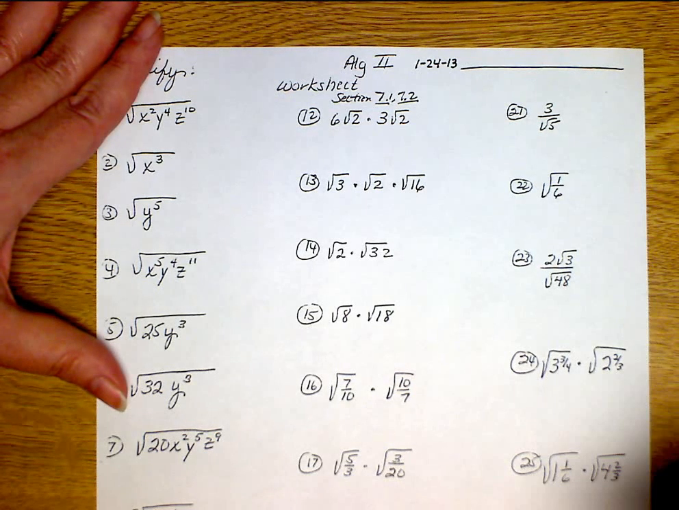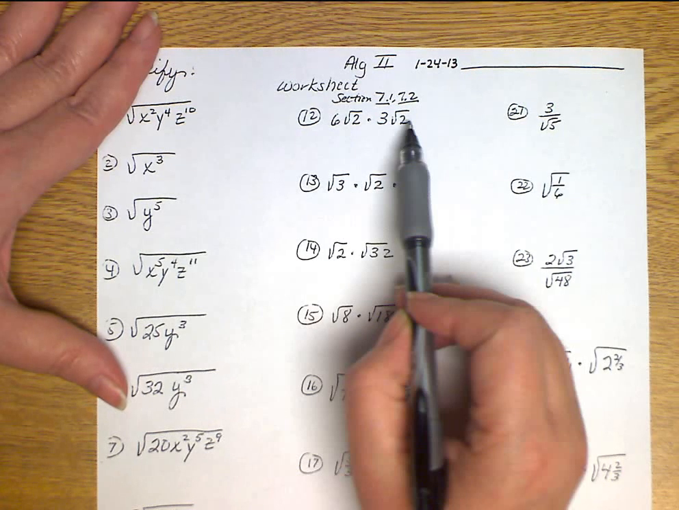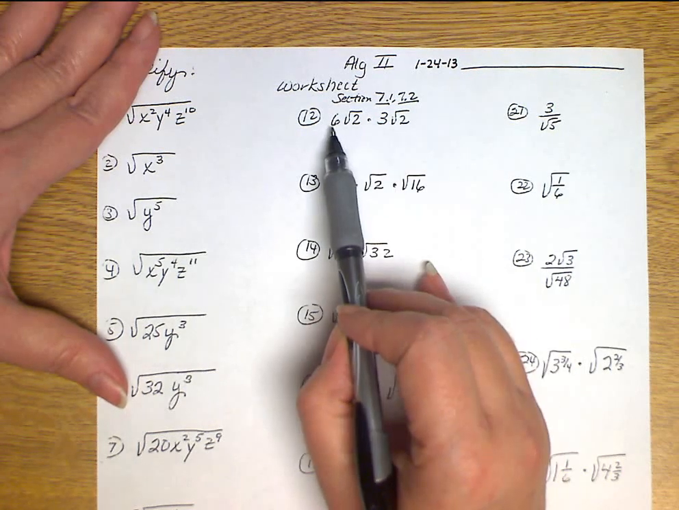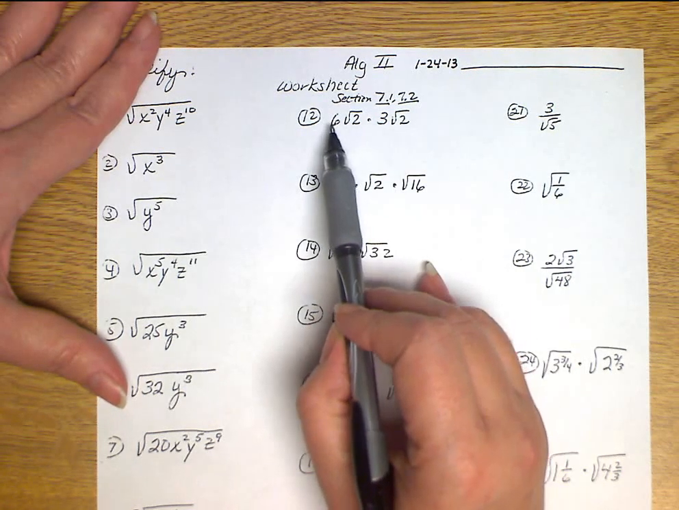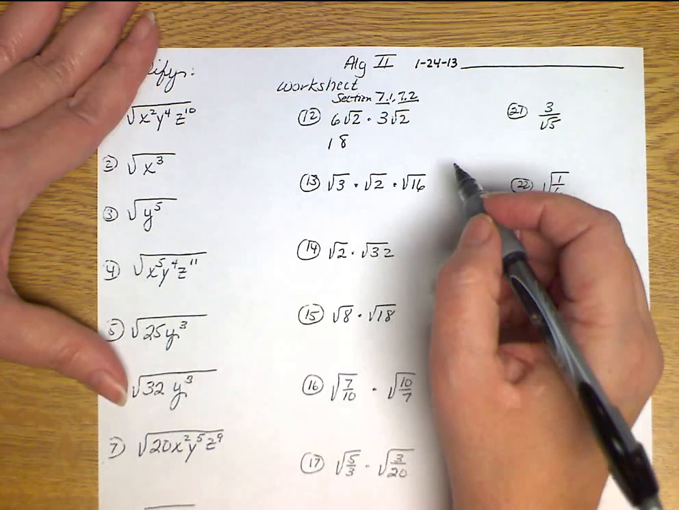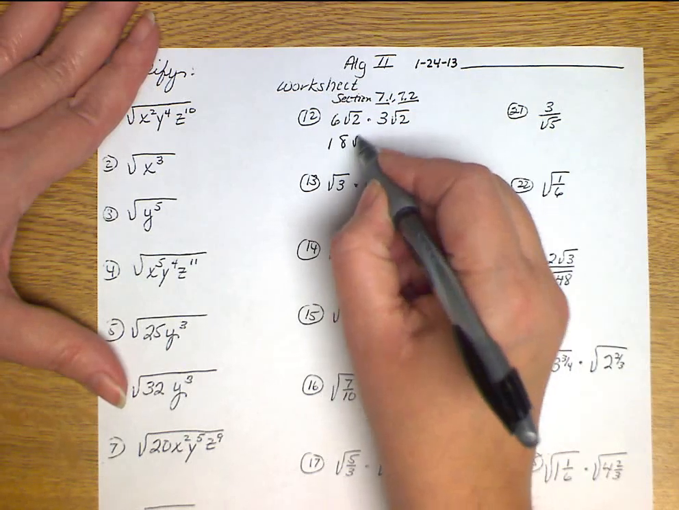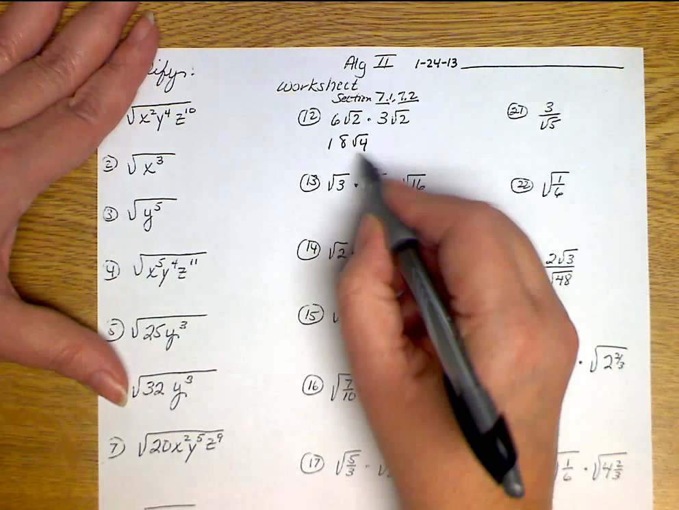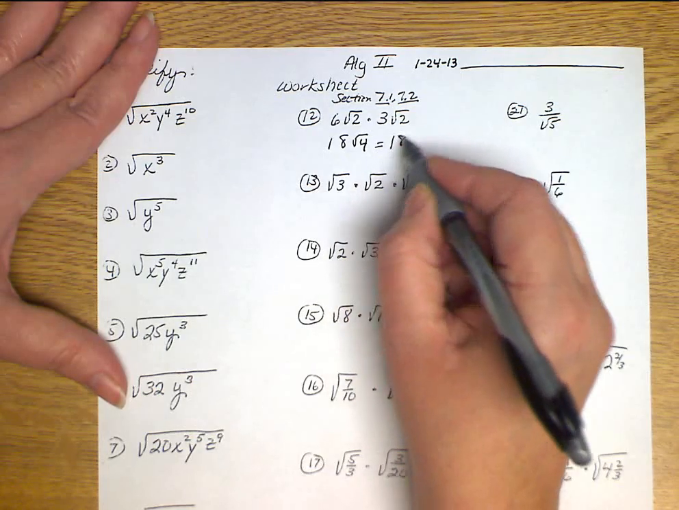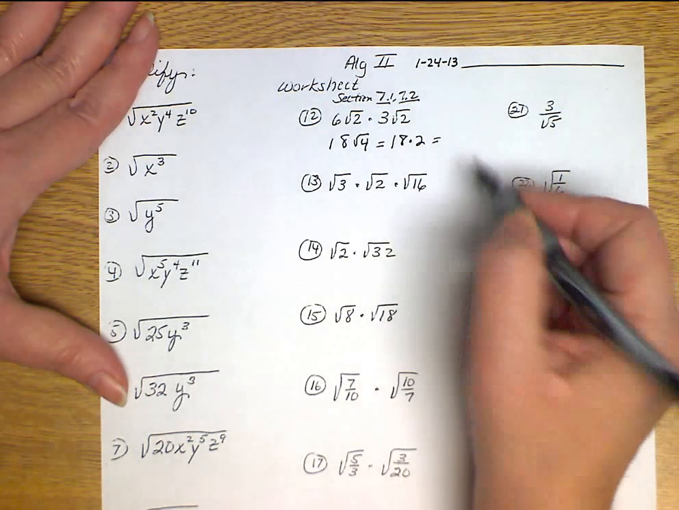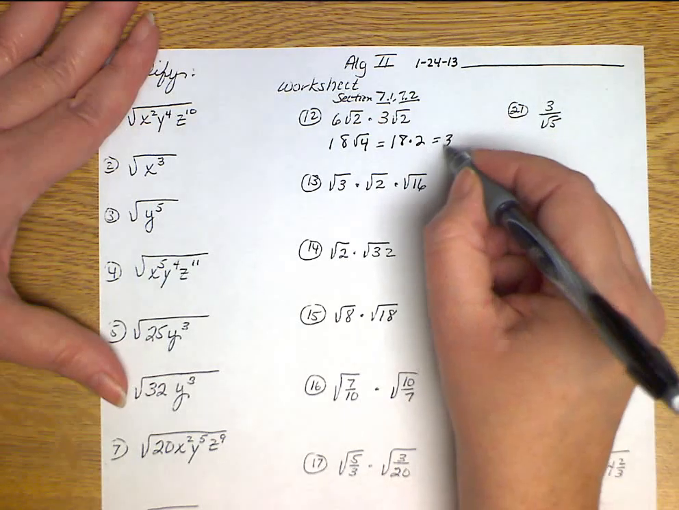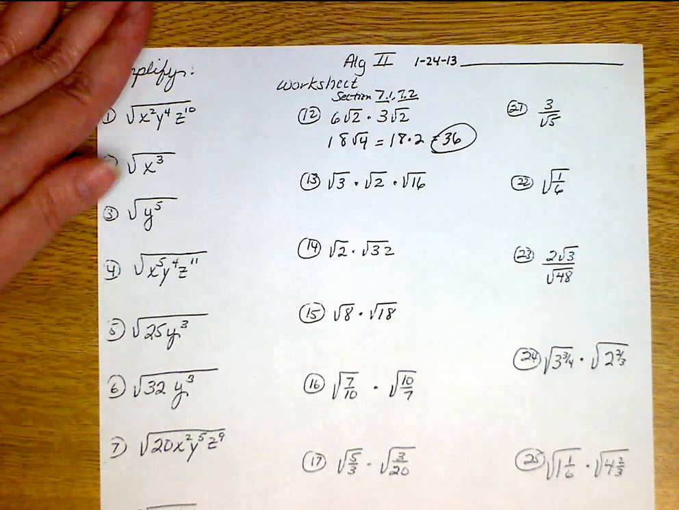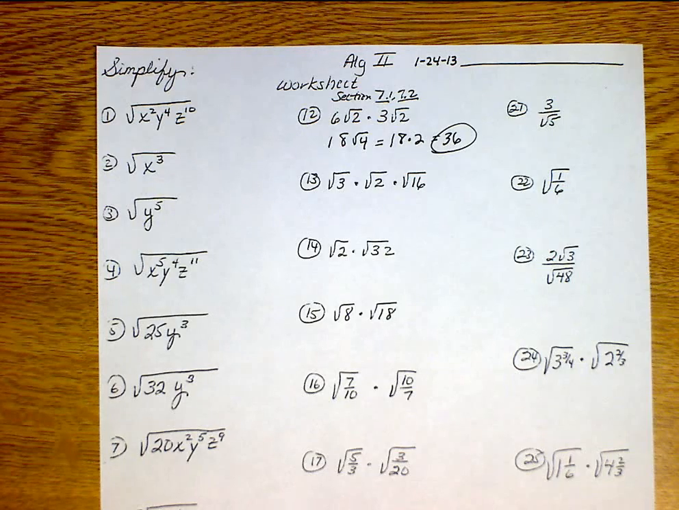So, when we start with multiplying radicals, you multiply your 6 times your 3 gives me what? 18. And then the square root of 2 times the square root of 2 is 2. If you don't know that, you can still do the square root of 4, which then becomes a 2. So you have 18 times 2, which is 36. That's the answer? That's your answer. That's all we're doing today. No, that's not all you're doing today.